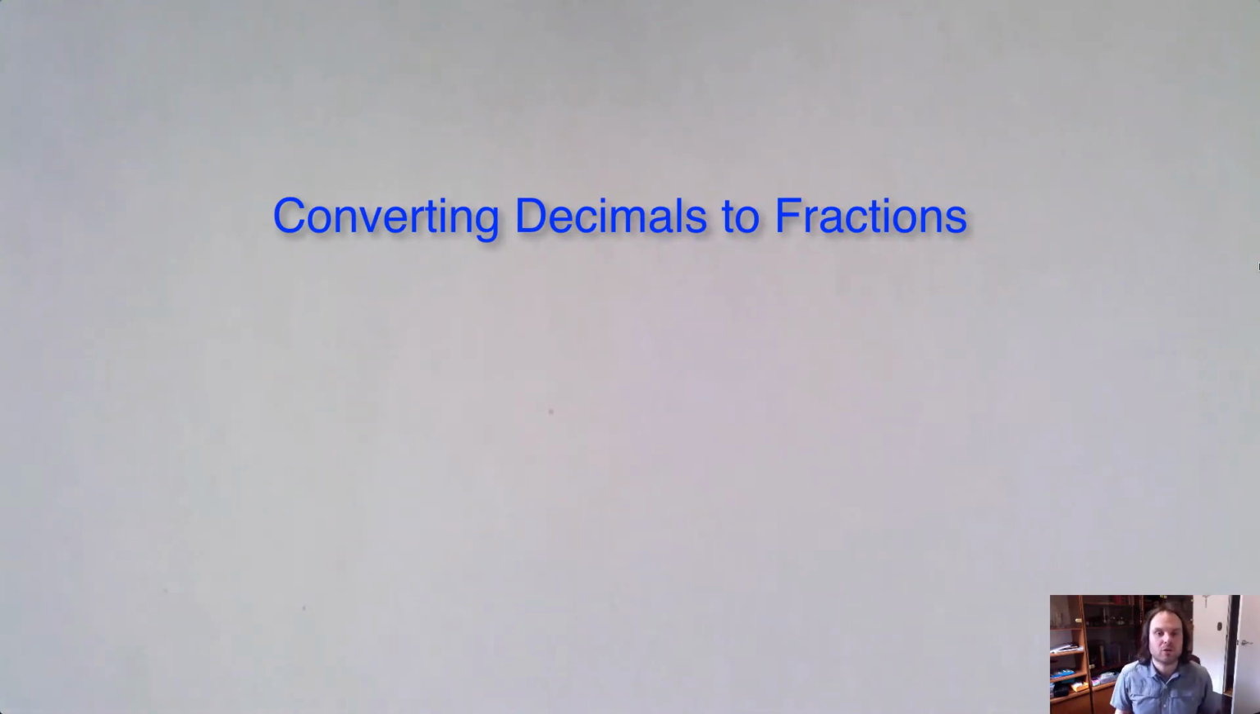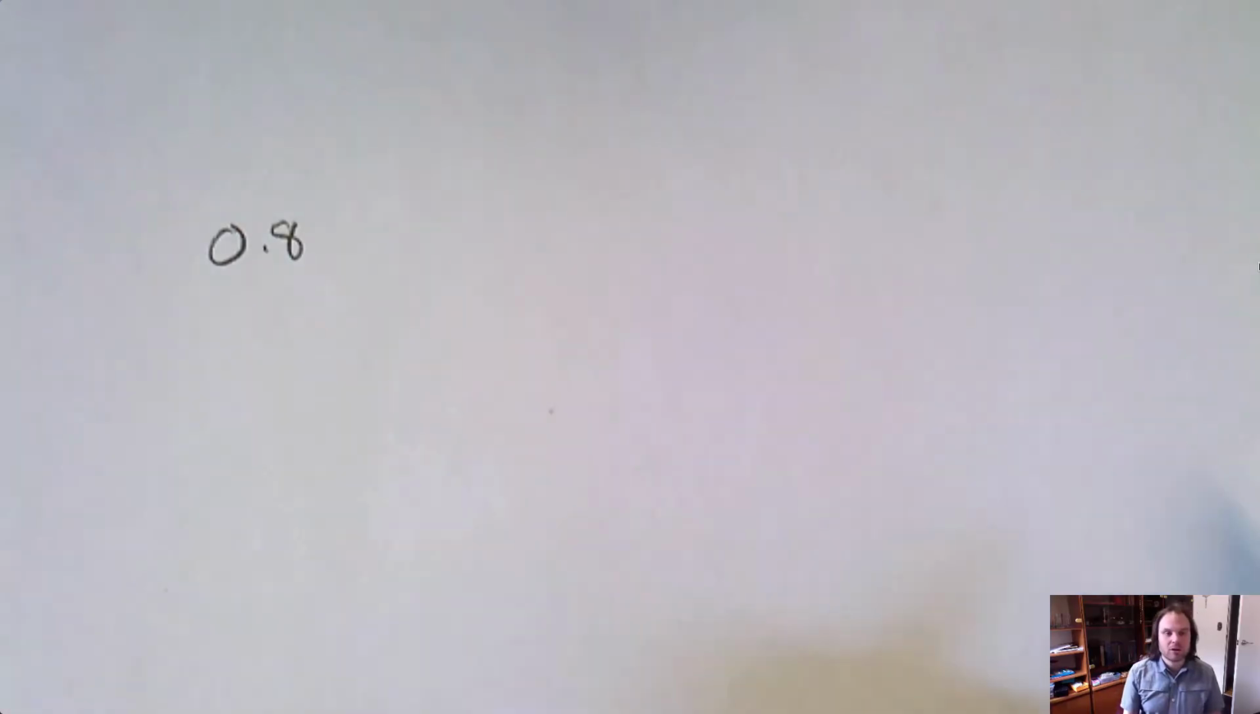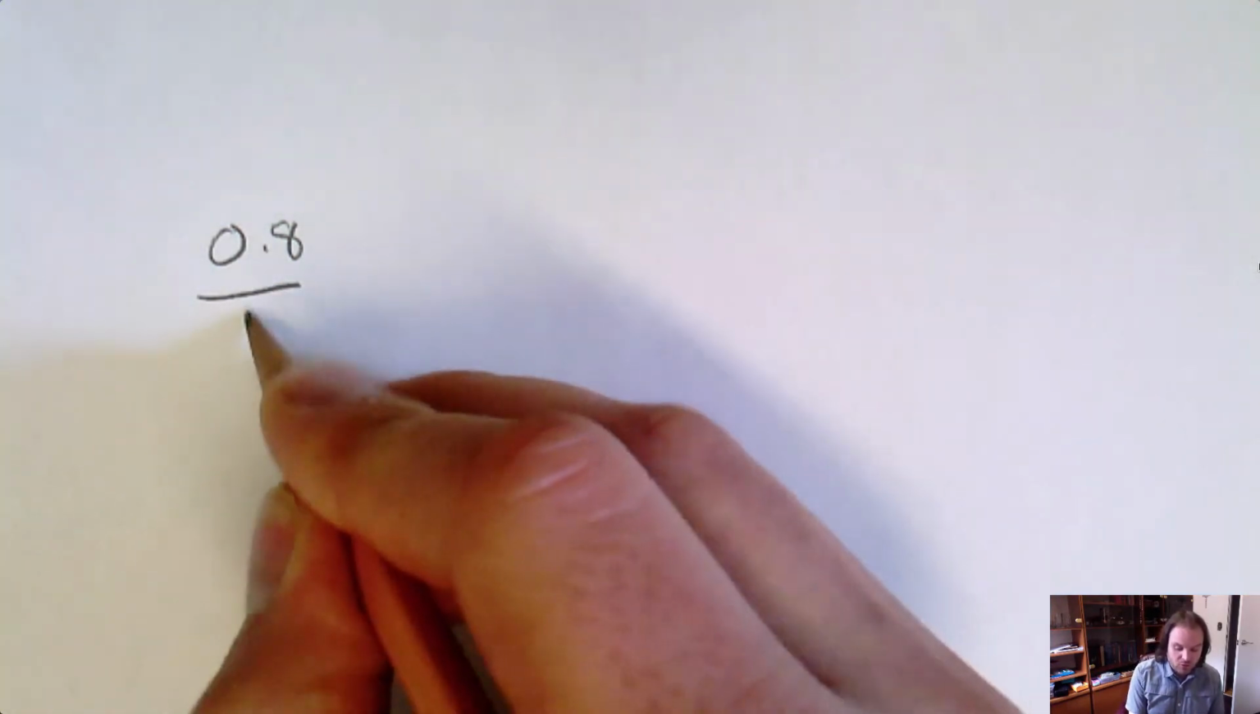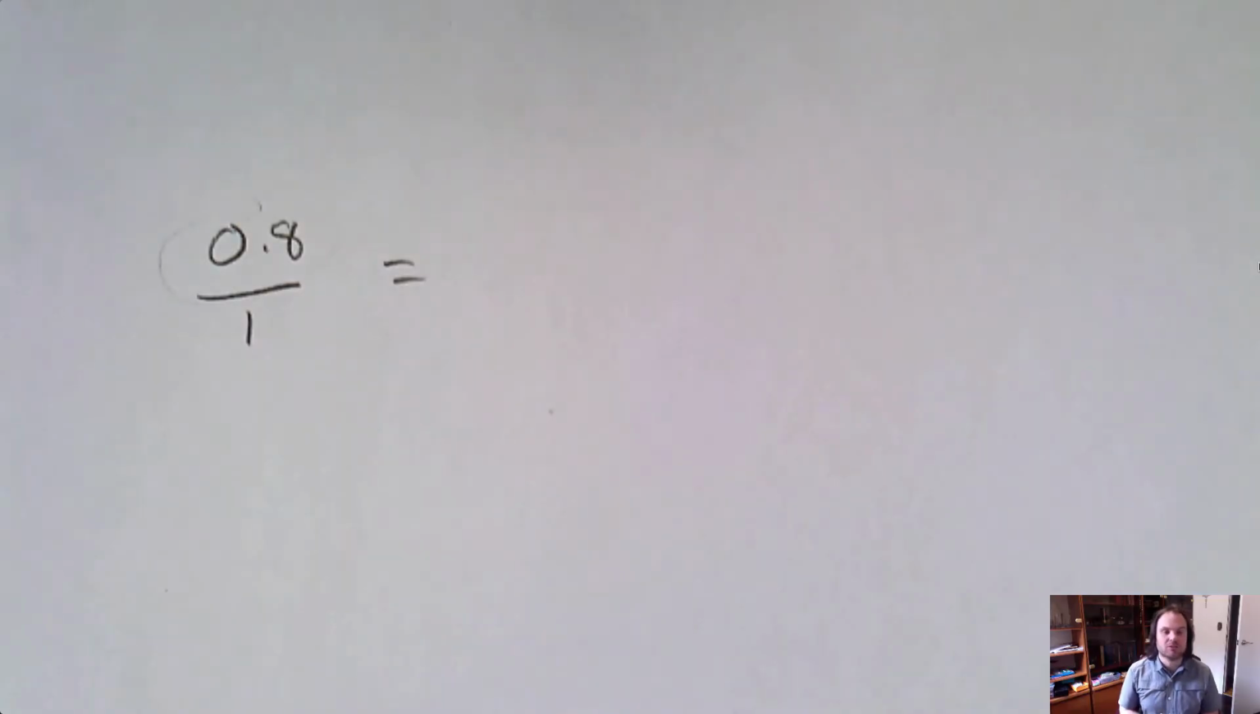In this video, we are going to learn how to convert decimals into fractions. So let's start off with 0.8. Now I want to convert this into a fraction. So if you remember, this is over 1. Now we want to make it so there is no decimal place on top. So we're just going to multiply by tens, hundreds, thousands until there's no decimal places.